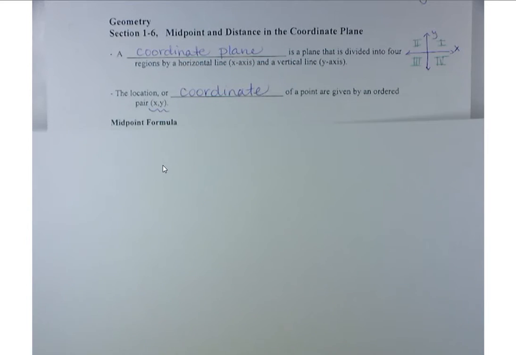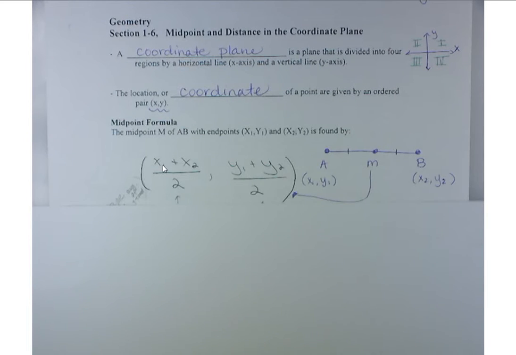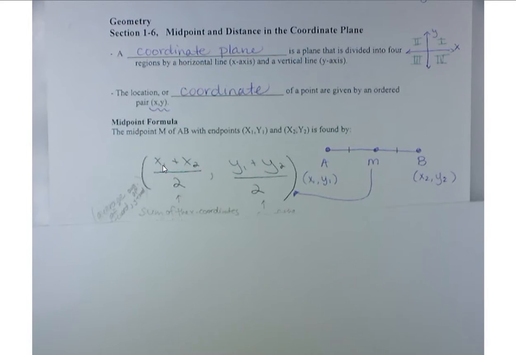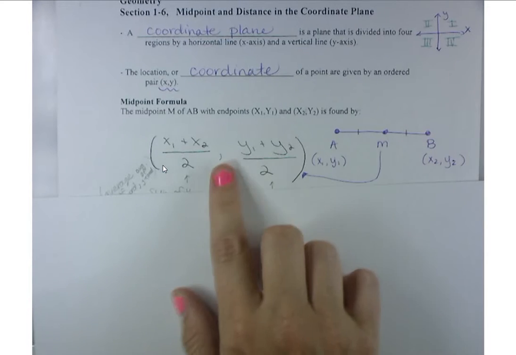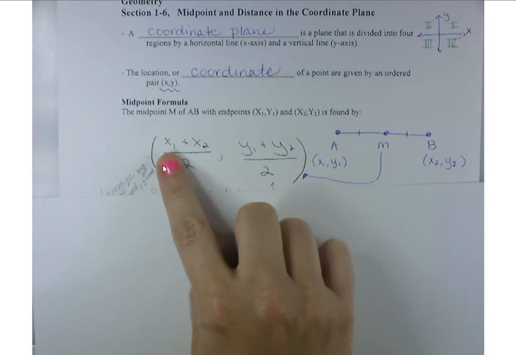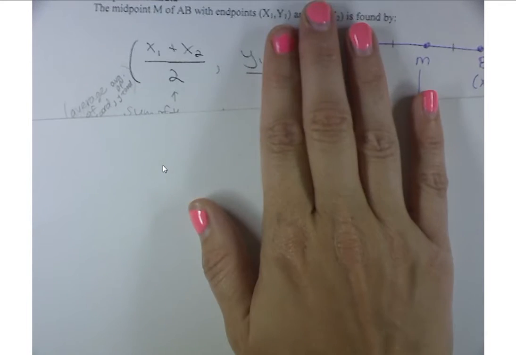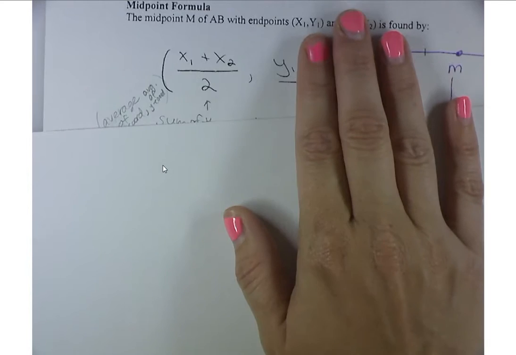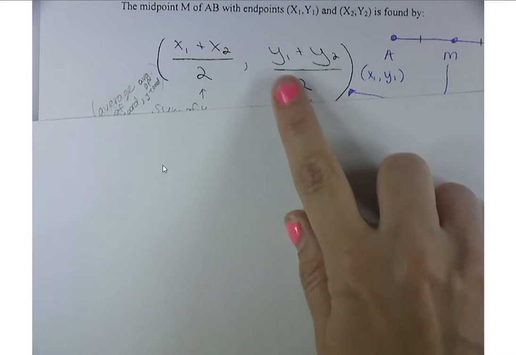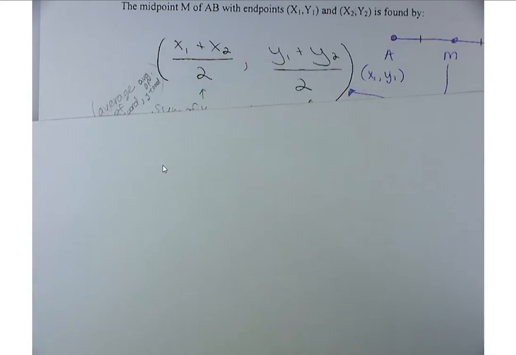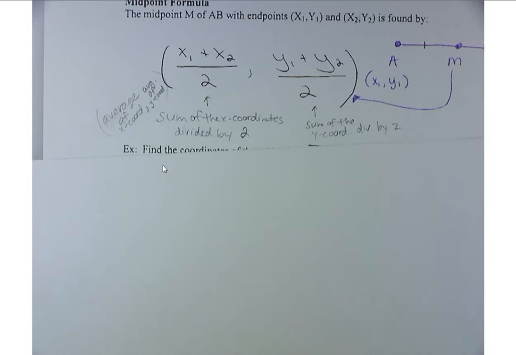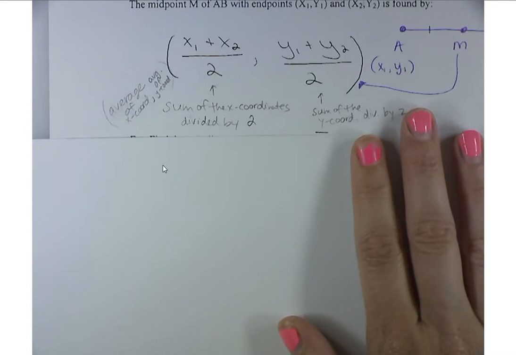Well, we have a formula, and you guys already have that written down on your paper. Let's go over what this means. So you have x1 plus x2. So x sub 1 plus x sub 2. Okay? And then you have y sub 1 plus y sub 2. You can think of this a couple of different ways.